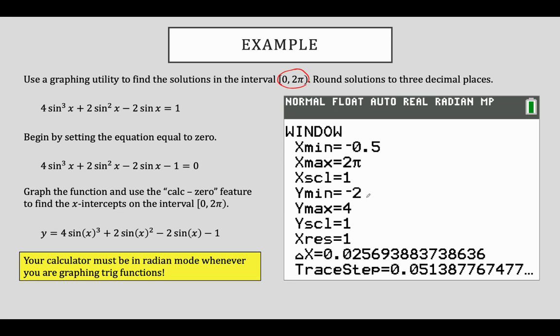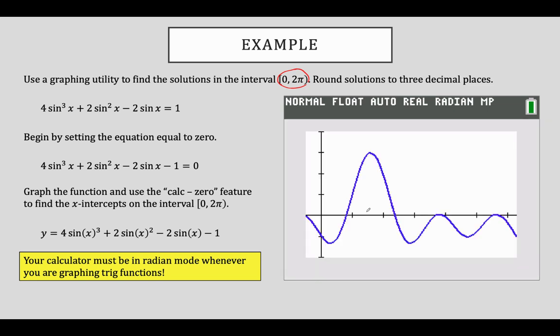I have also made changes to the y min and the y max. Here I have y min of negative 2 and a y max of 4. So we set that window up in our calculator, we hit enter, and we get a little bit better idea of what's happening with our graph. All right, this is our x interval that we're looking at, and it looks like we're going to have a few different x-intercepts. One thing to make note of in this problem is right around these areas here. It's actually a little bit tough to tell what's happening.